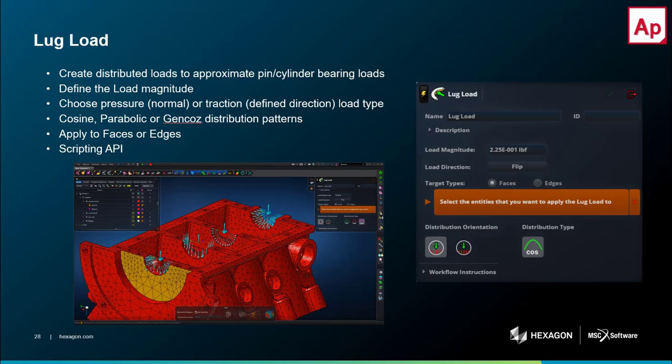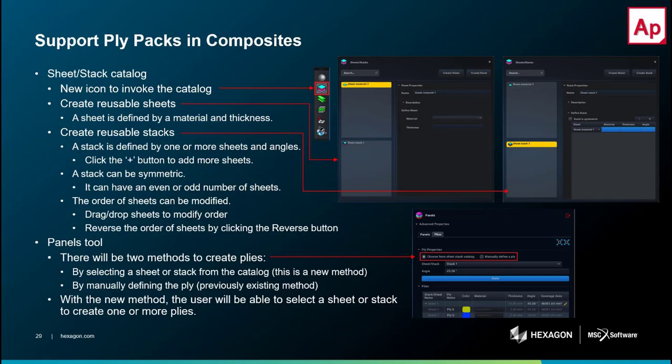Another type of loading now available is lug loads, which creates a distributed load to approximate a pin or cylinder bearing load. Next is support for composite ply packs inside of Apex. If you're an engineer building composites, one of the frustrations that you've previously run into is the requirement of creating each ply individually one at a time, regardless of whether it's symmetrical or not. Apex 2021.2 now fixes this by allowing not only symmetrical ply stacks, but also reusable composite ply packs so that you can apply it to other areas of your model.